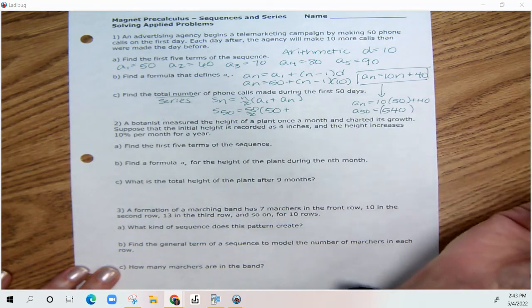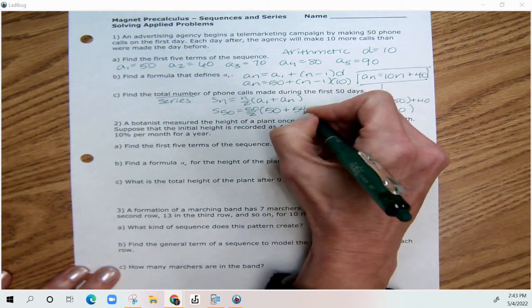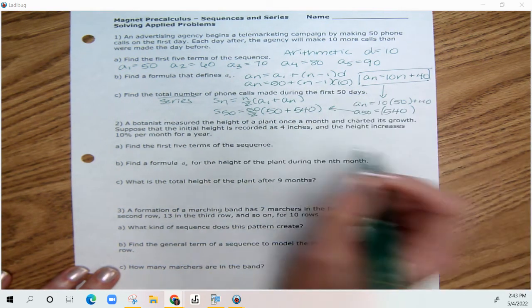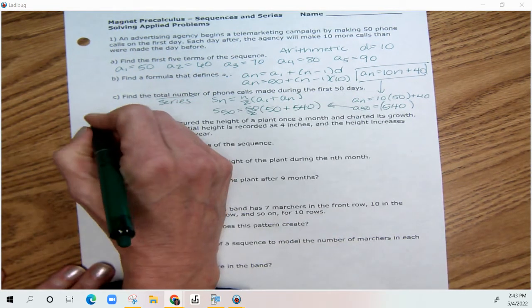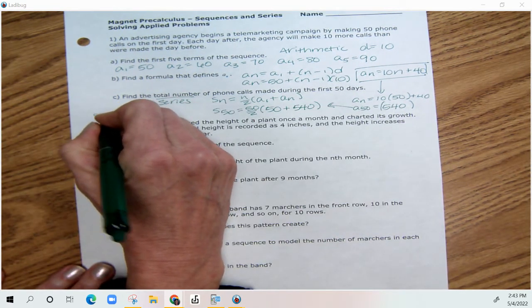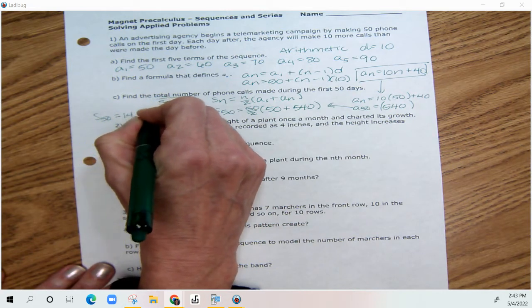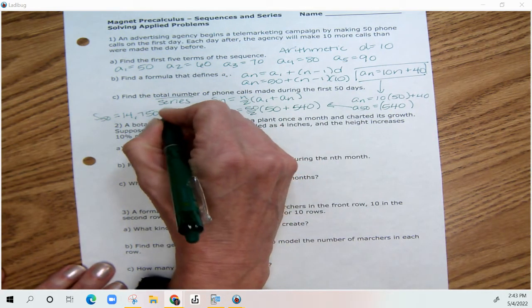I don't know why I put that in parentheses. And so that would go over here. And then we can calculate the sum of that series. So over the first 50 days, there were a total of 14,750 calls made.